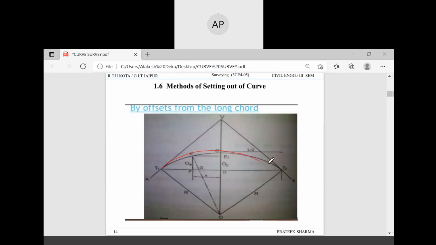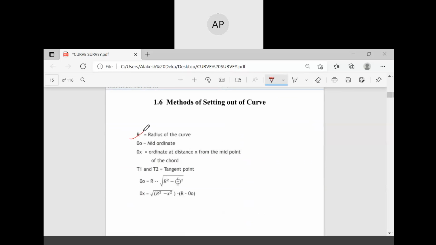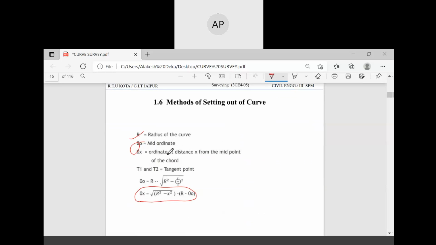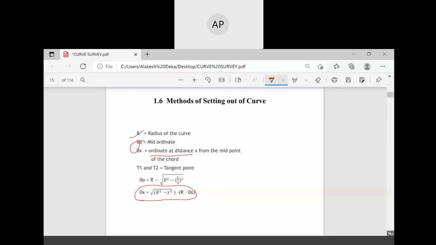So here this is the arc, these are the two tangents, these are the radius, and this is your long chord. From the long chord to the curve, we have to set out perpendicular offsets, and that will give your curve. Method of setting out curve: R is the radius of the curve, O or naught is the mid-ordinate. There is one formula to find the ordinate distance: root over R square minus X square, into R minus R naught.